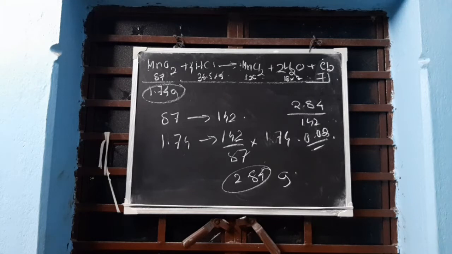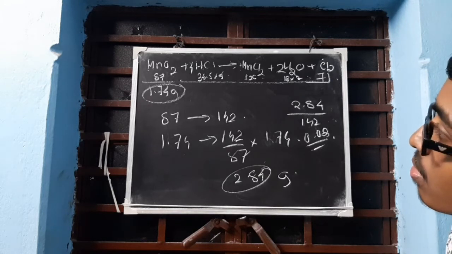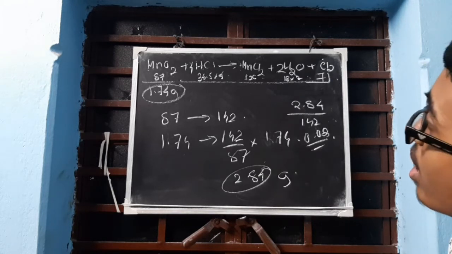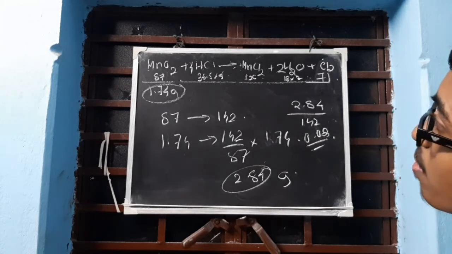Now how come the answer is 0.02? The answer should be 0.08. How come 0.02? The answer should not have been 0.02; it should have been something else. Okay, let's find out now the error. Where is the error?